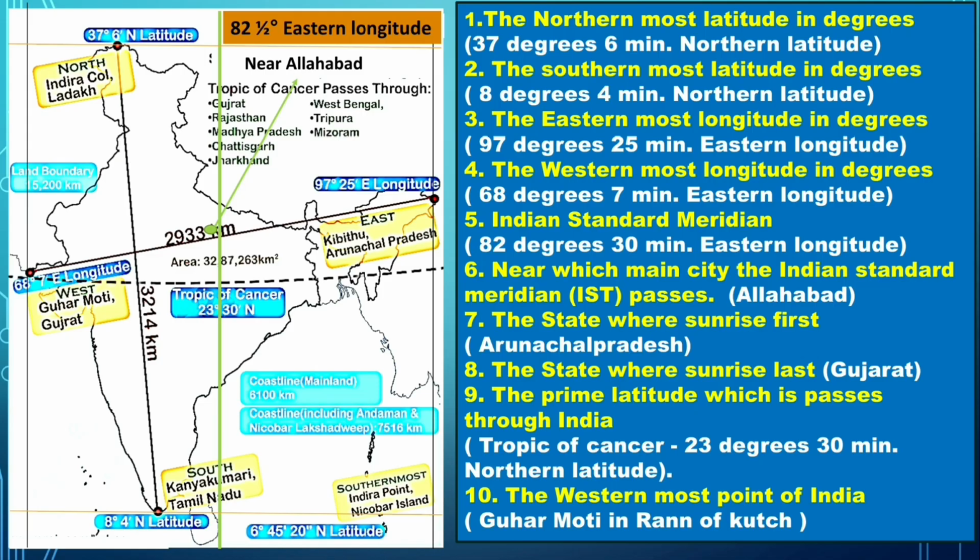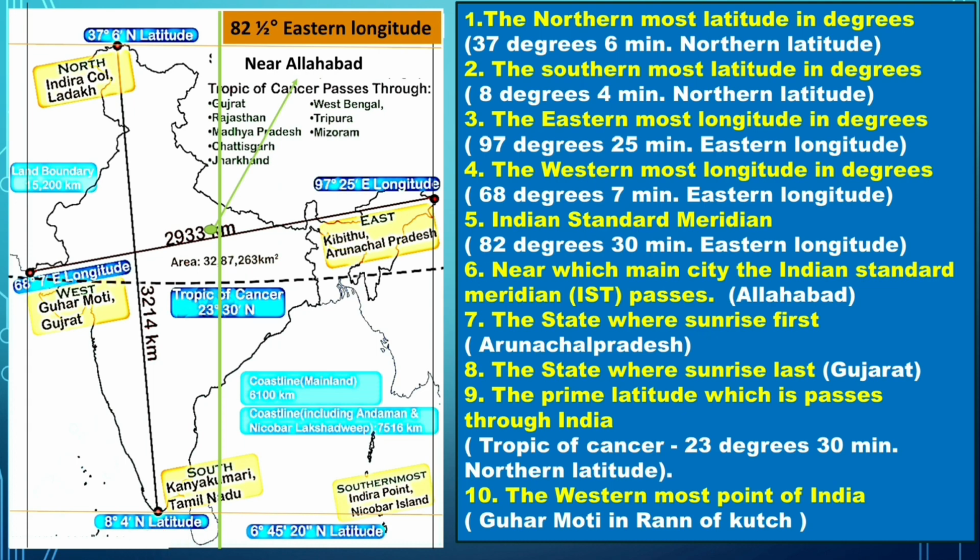We have already learned about the location of India. So from the first chapter, on the basis of the location of India, these are the important questions that may be asked. First one, which is the northernmost latitude of India? It is 37 degrees 6 minutes northern latitude. Second, the southernmost latitude in degrees, that is 8 degrees 4 minutes northern latitude.